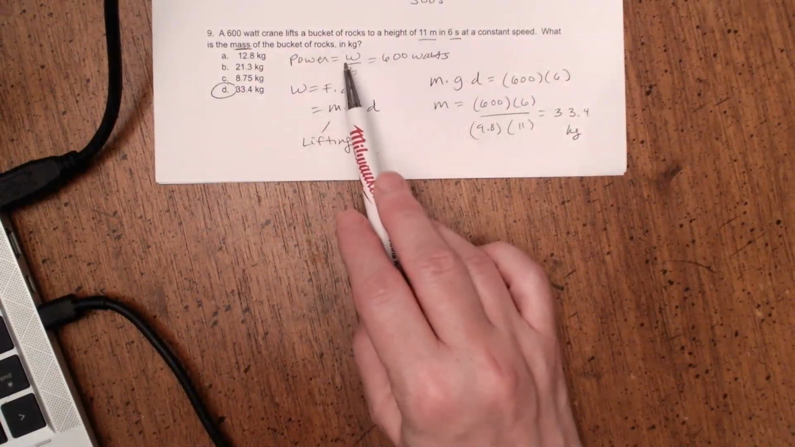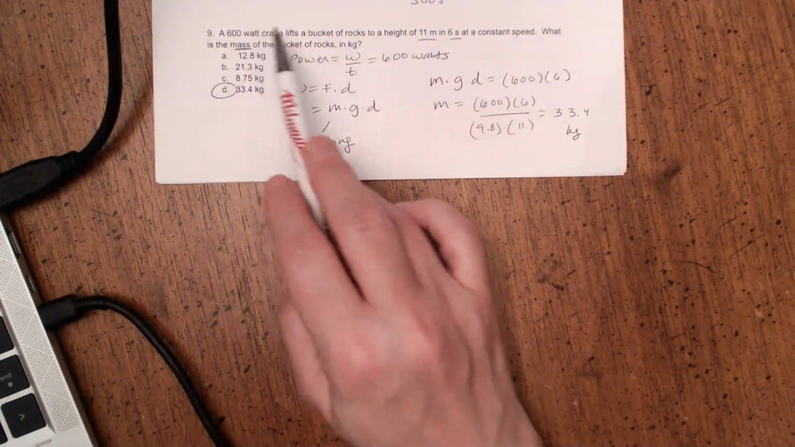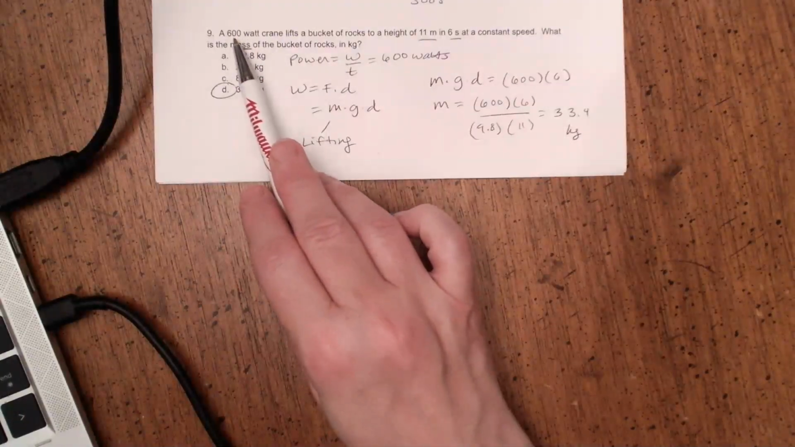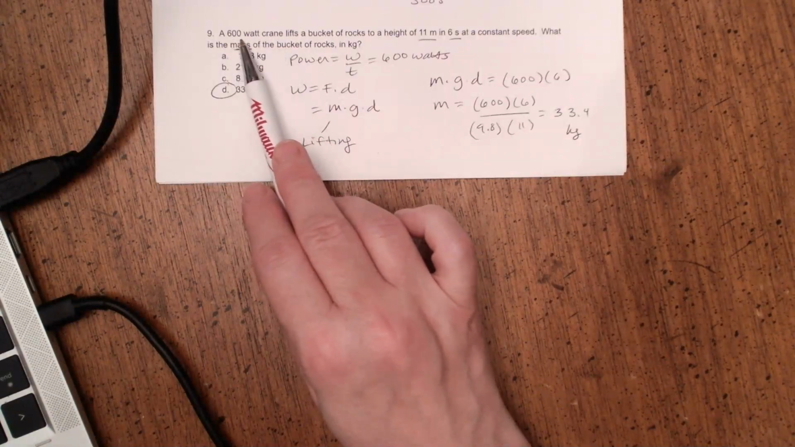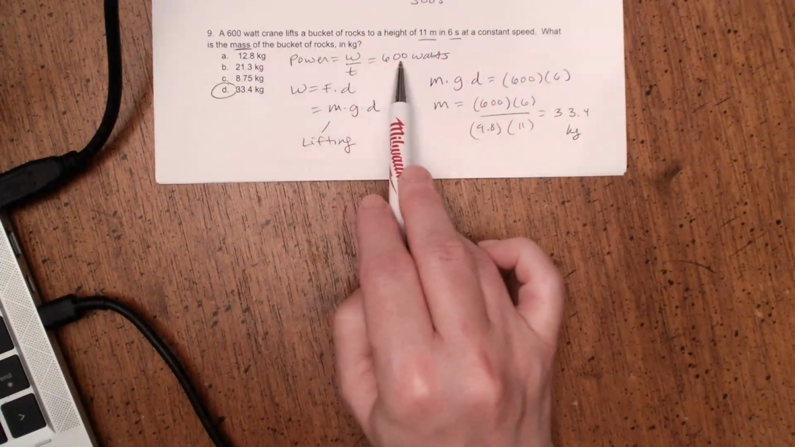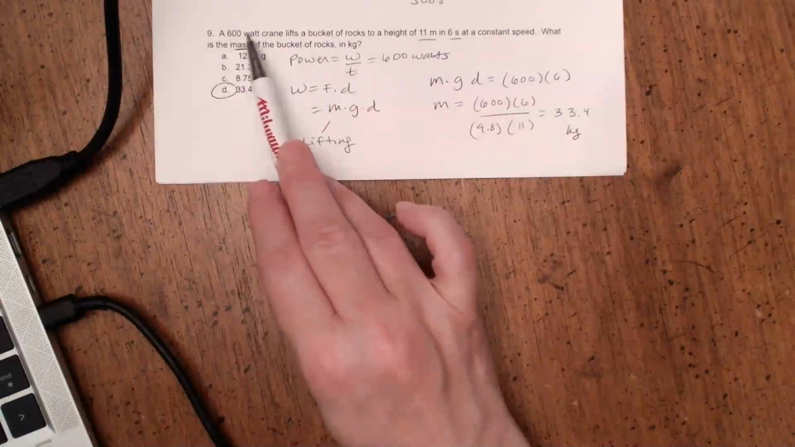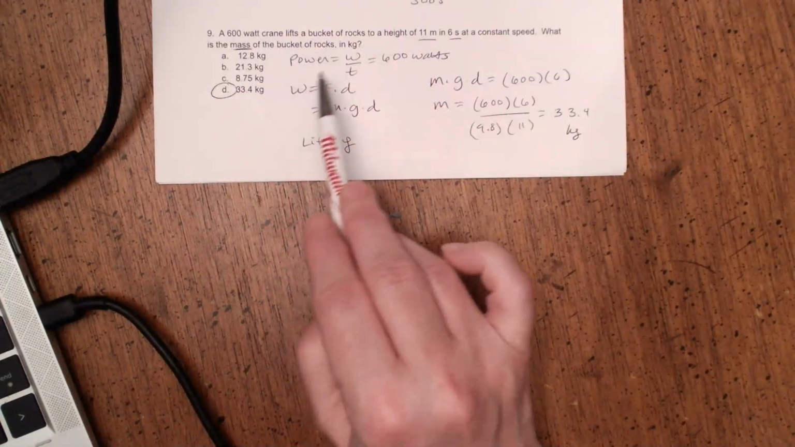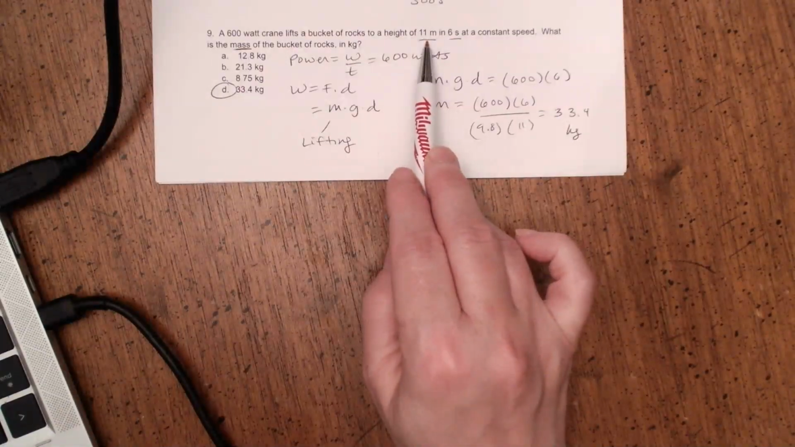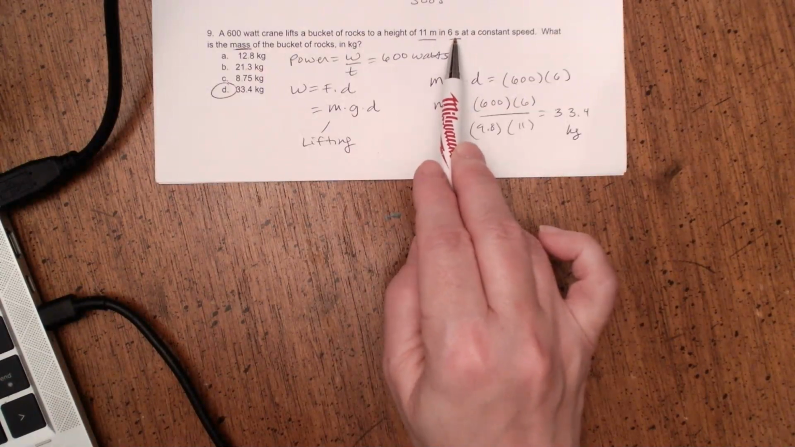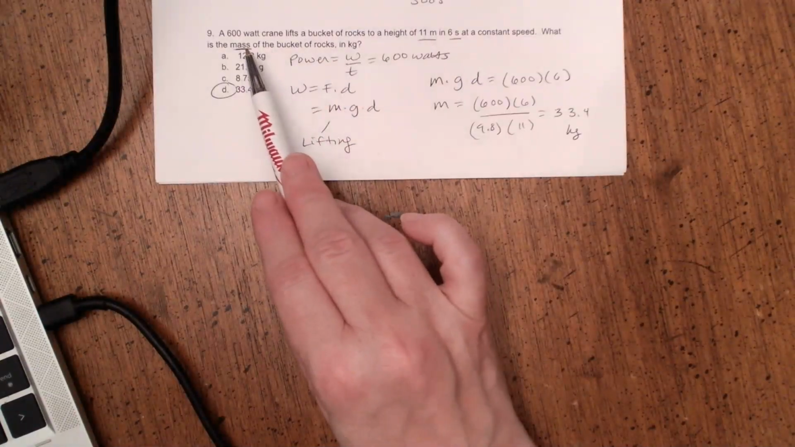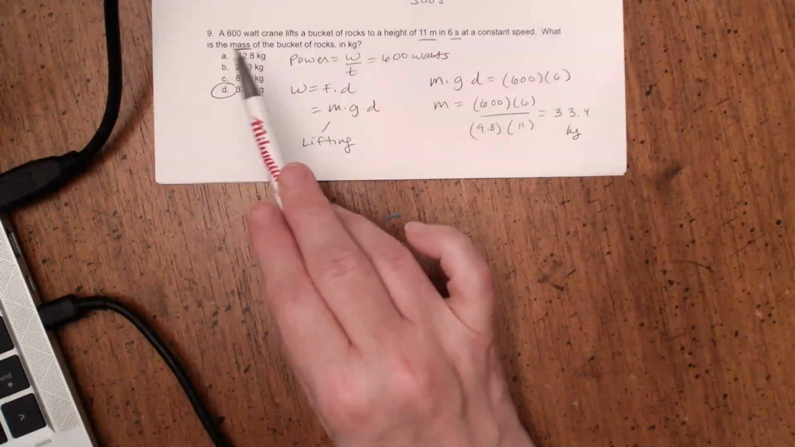You can use it to help you get other things. This one I thought was interesting. So we've got a crane that has a power of 600 watts. I know that because of the units. It lifts a bucket of rocks to a height of 11 meters in 6 seconds. And what is the mass of the bucket of rocks?